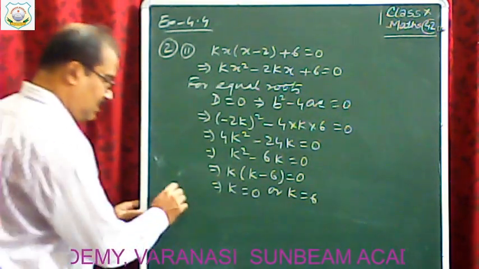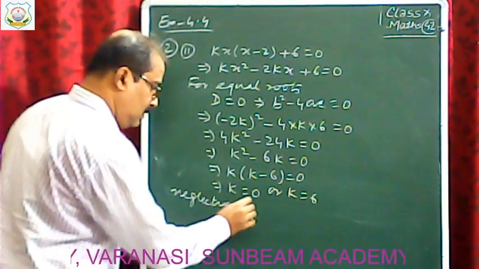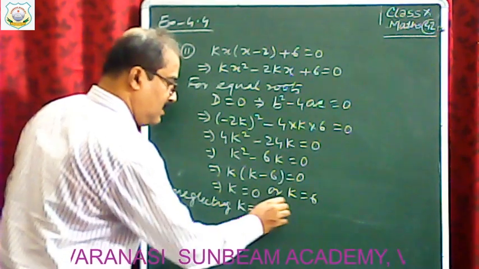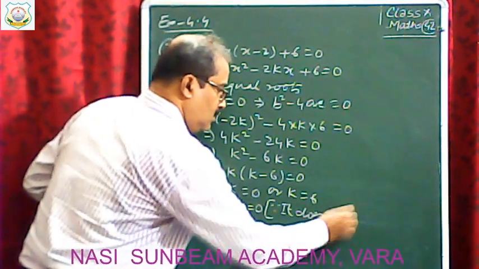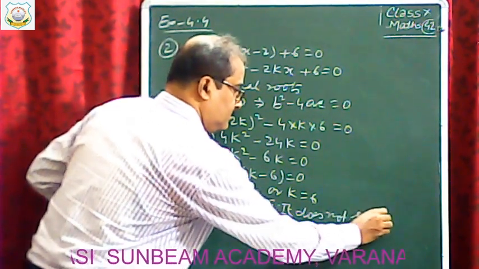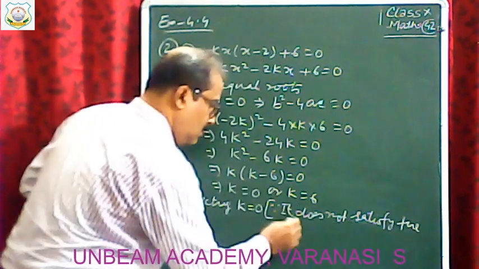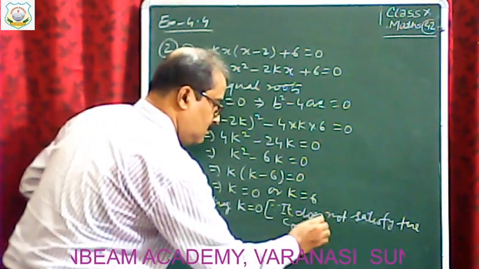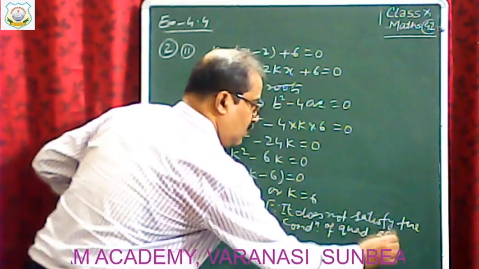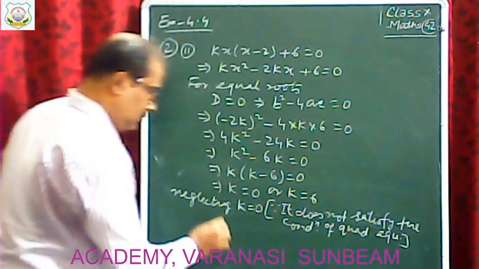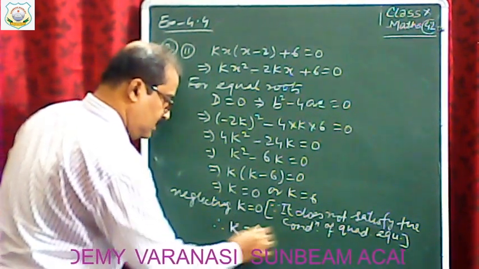So we have to neglect k equal to 0. Why are you neglecting? It does not satisfy the condition of quadratic equation. So therefore final answer, k equal to 6.